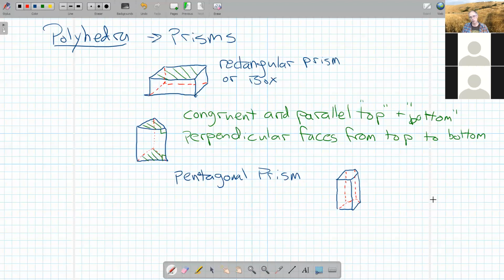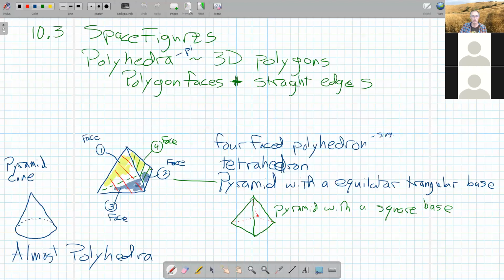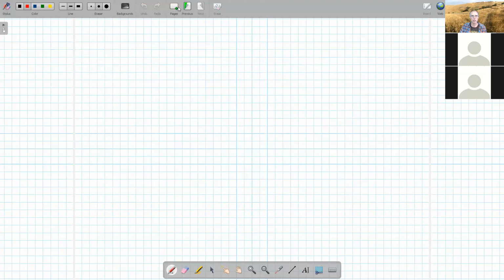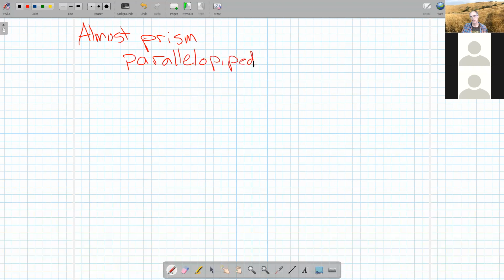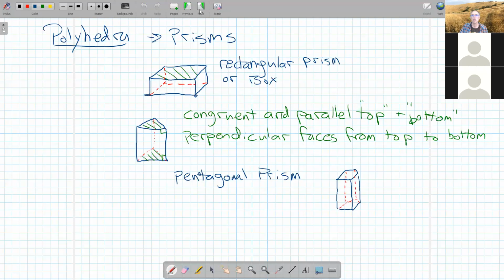Now, it turns out we can extend the idea of a prism a little bit. So I'll make a cute figure. Oops, wrong way. That's an almost prism, because I'm going to skew the rules a little bit. I'm going to make a thing called a parallelepiped. Parallelepiped. And think about a parallelogram. A parallelogram is kind of a squished rectangle. And so a parallelepiped is a kind of squished box.